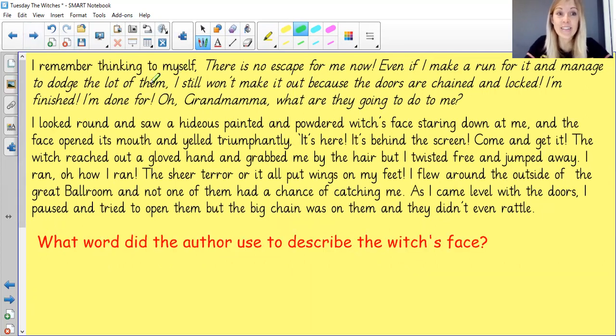Okay, using the same part of our extract again. This time, my question is, what word did the author, Roald Dahl, use to describe the witch's face? I'm going to go through my text a bit quicker until I can find a clue. And my first clue is witch's face. Pause the video, talk to your adult, or have a think. What do you think the answer is?